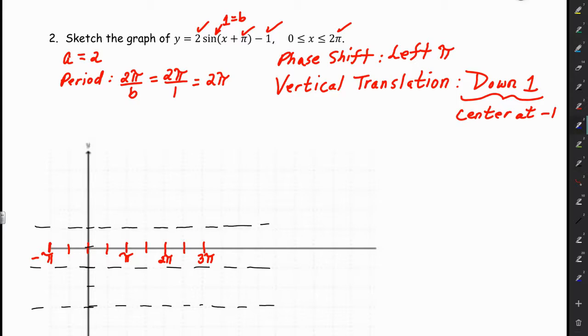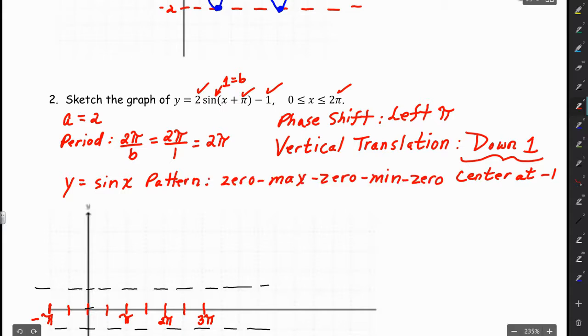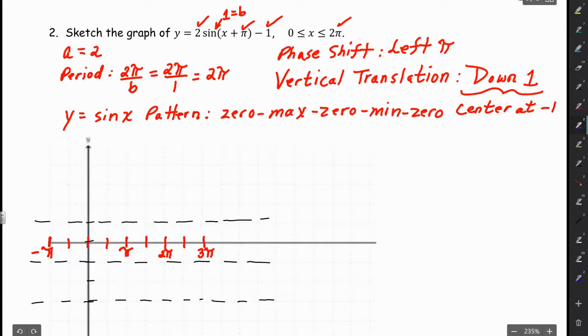Let's note the pattern. All right, we don't have a negative out front. This is a sine curve. So the y equals sine of x pattern is 0, max, 0, min, 0. All right, we're all ready to go. We're going to plot our pattern now. So I have 0, max, 0, min, 0, 0, max, 0, min, 0.